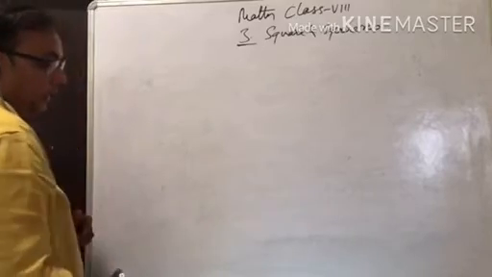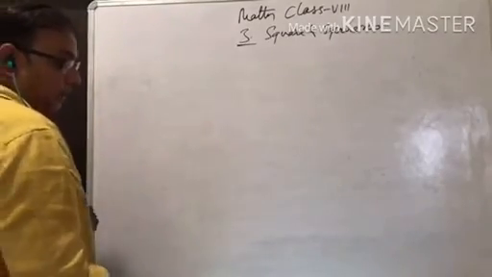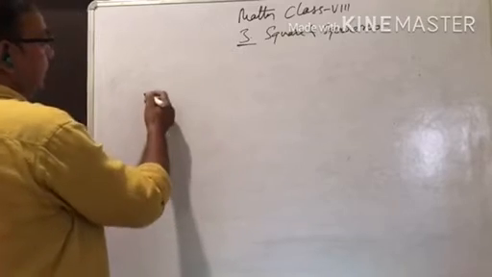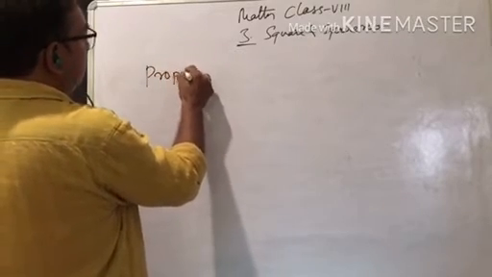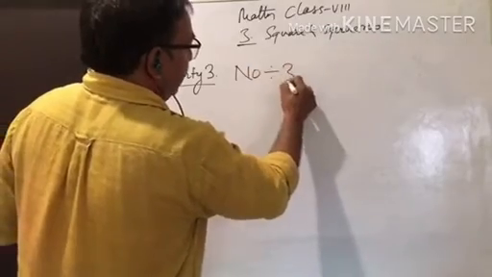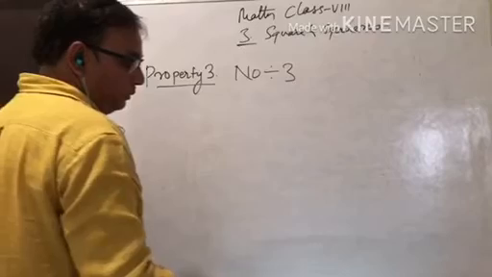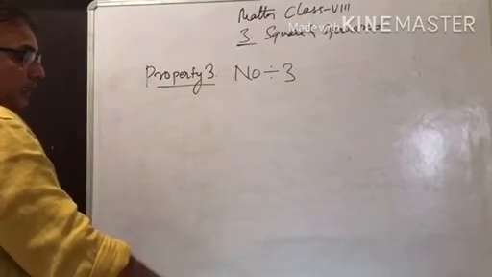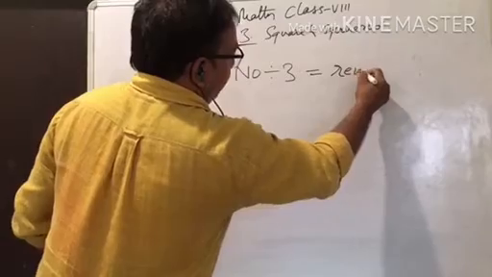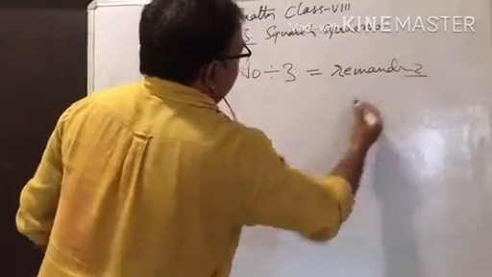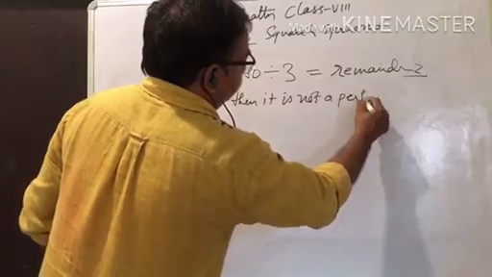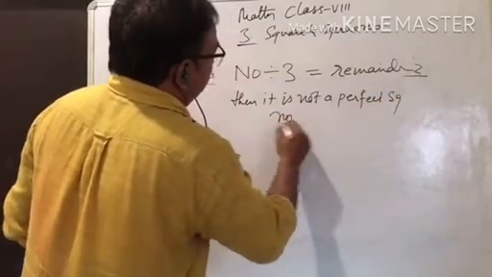Now property number 3. If a number when divided by 3 leaves a remainder 2, then it is not a perfect square number.